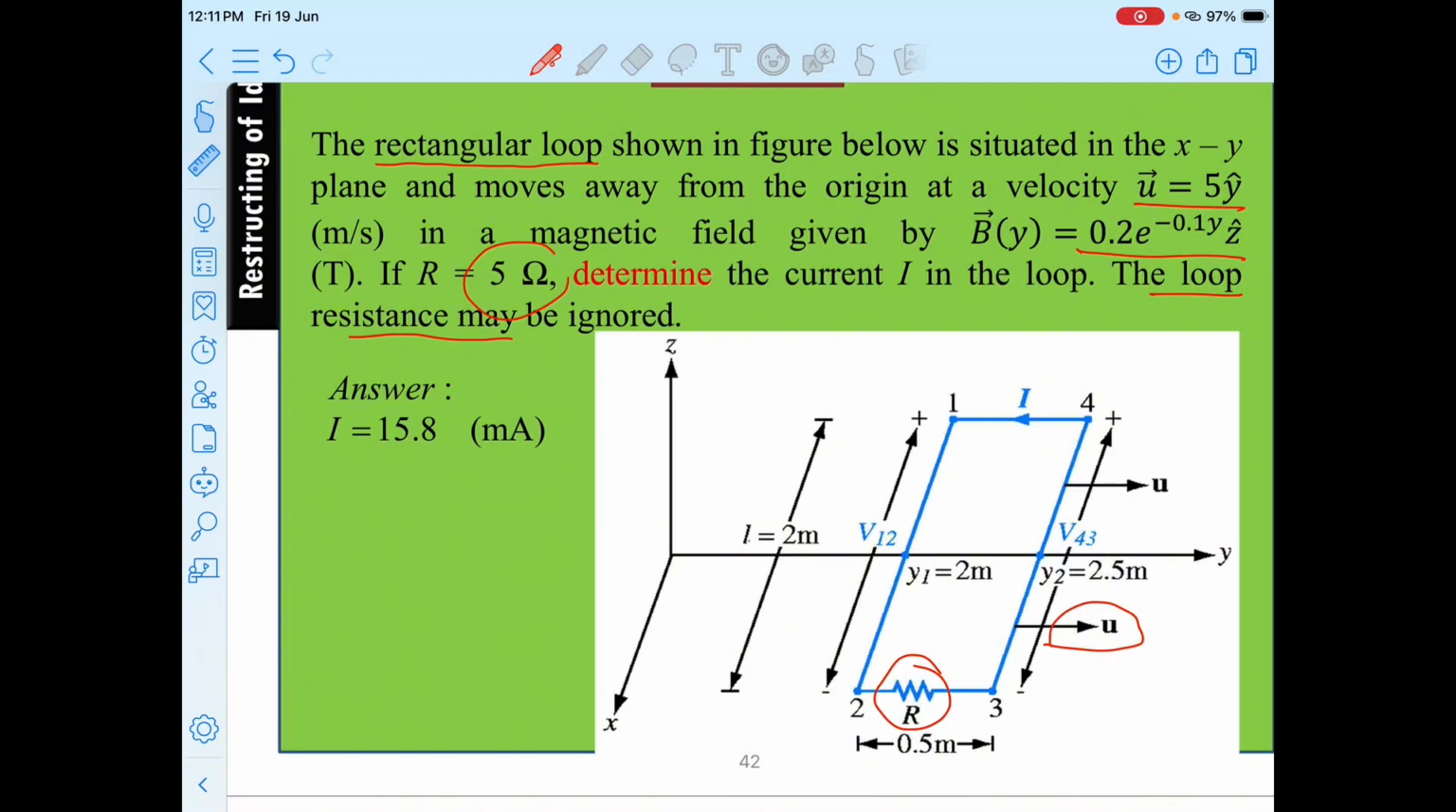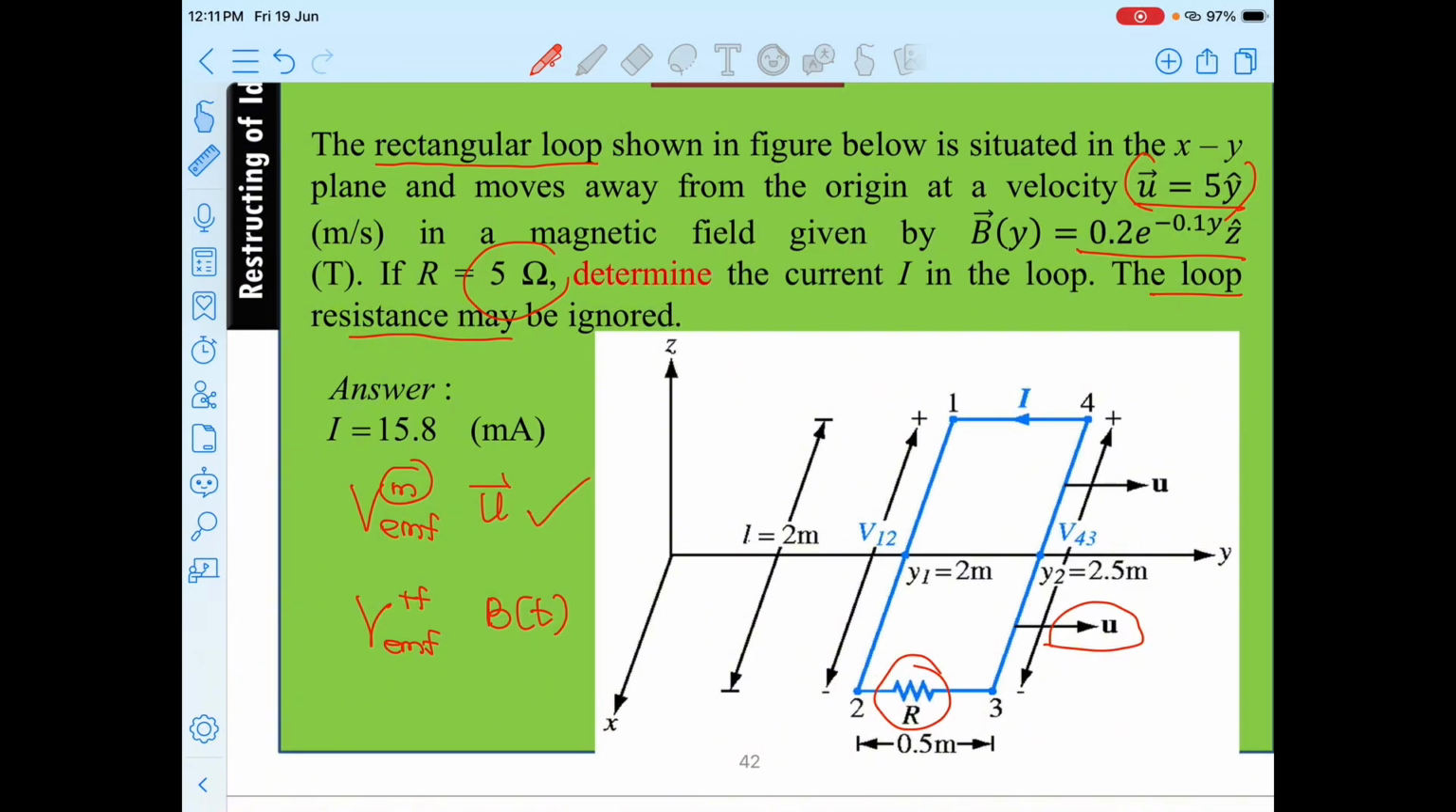The first step is to identify whether it is motional EMF or transformer EMF. Remember, motional is when you have a conductor moving. For transformer EMF, we see whether your magnetic flux density varies with time. In this case the question already gives you this, so you are going to calculate the motional EMF.